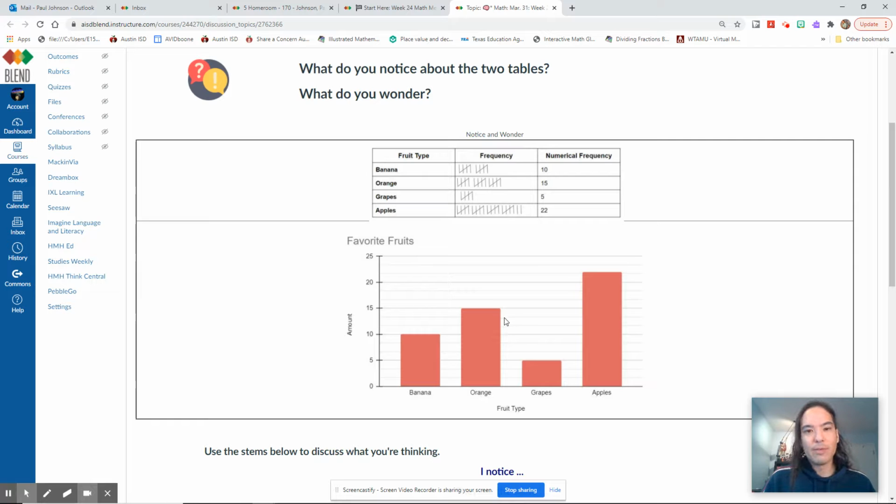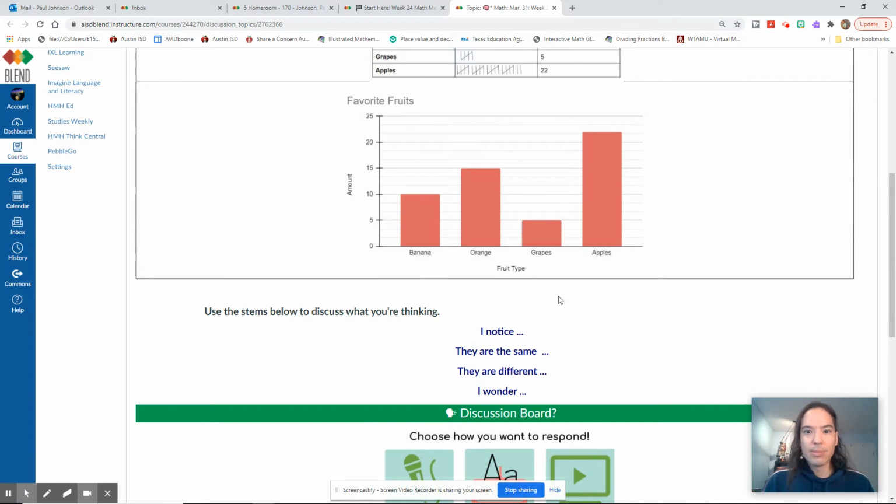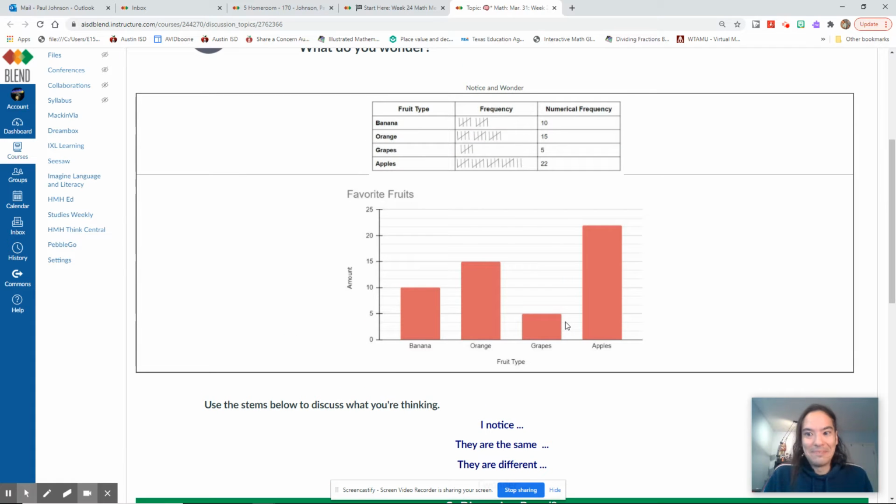Next, look at the bar graph. What do you notice about the information on the frequency table? What do you notice about the information on the bar graph? So use those vocabulary words when you are using your stems, and that will help you to learn because that's your ultimate goal is to know this stuff, right?